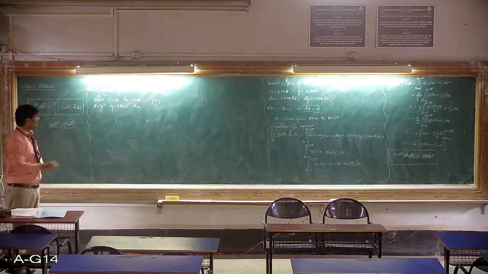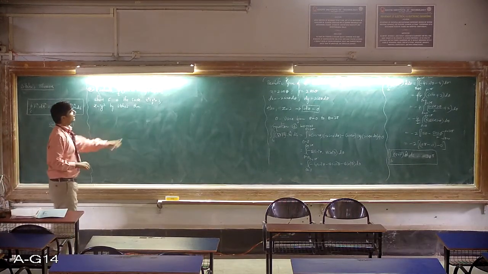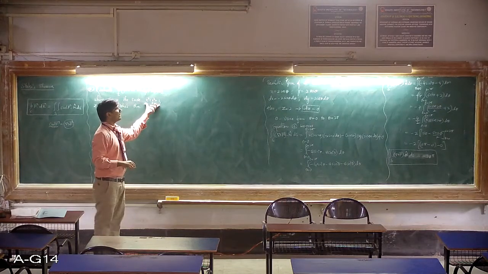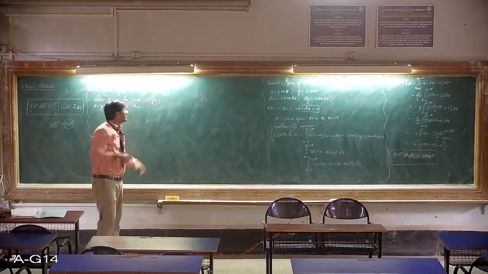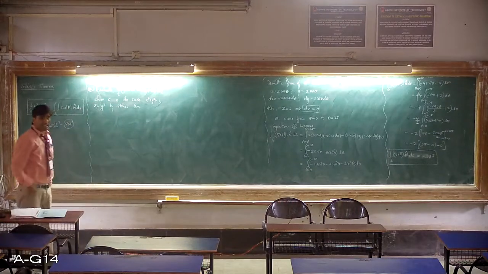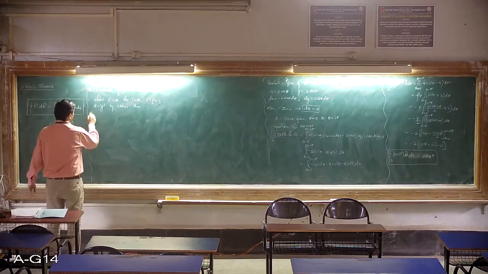Okay, simple example, not much difficult in it. There is a closed curve. See, they have given x square plus y square equals 1. That is again a circle with radius 1, right? So now the solution.